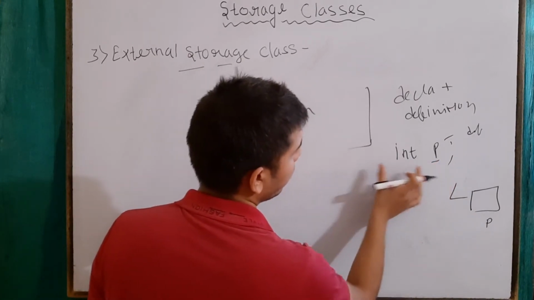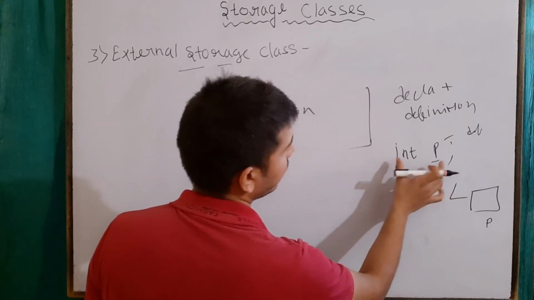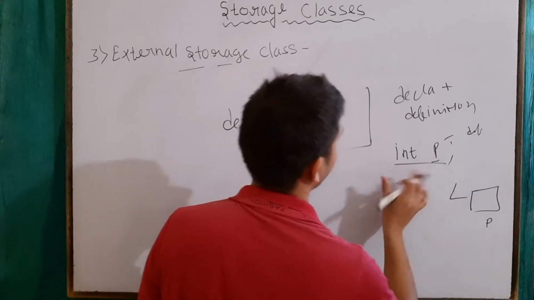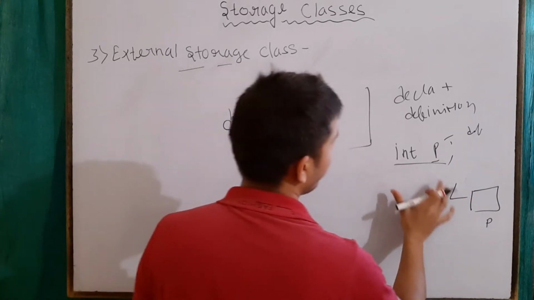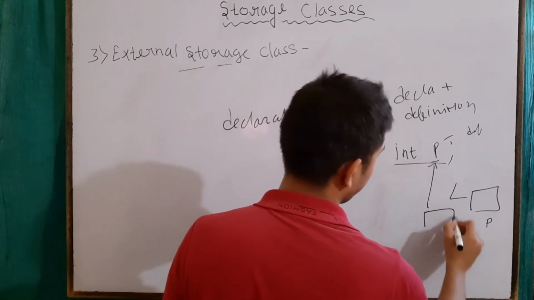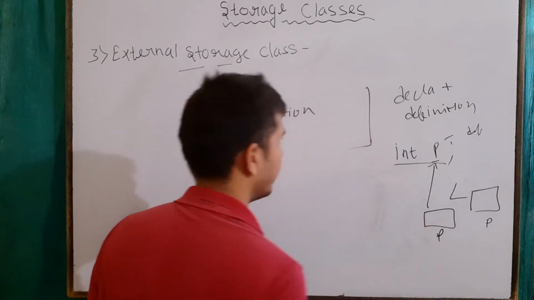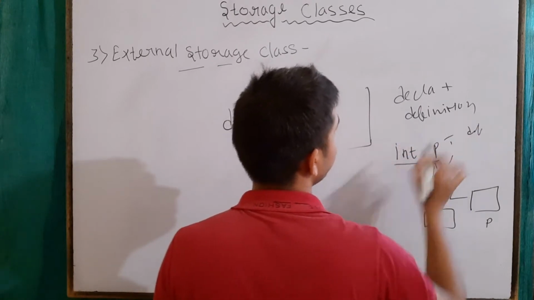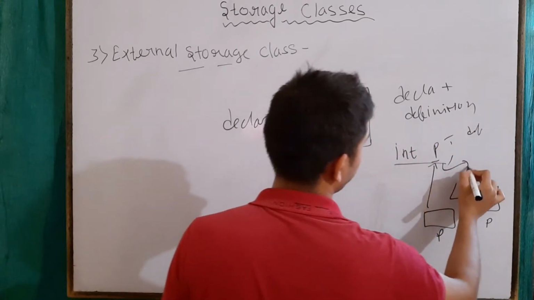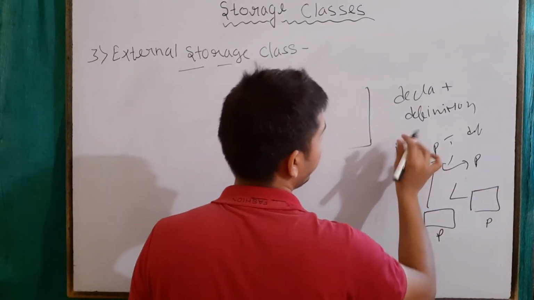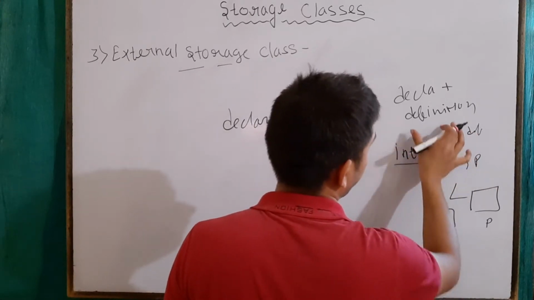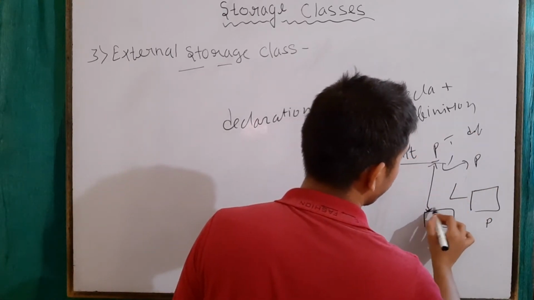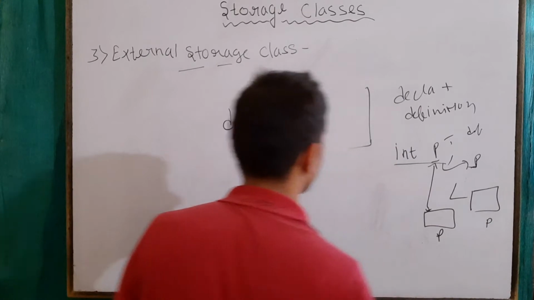So what happens when I declare or write it like this? Let's say I write it like this. A memory is allocated to this variable with some default value, right? So this is known as declaration plus definition. It means I have declared a variable p and also defined it. Defined means some memory is allocated to this variable also.